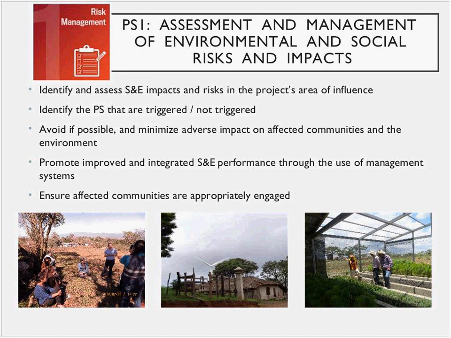What this standard establishes is that you should do an assessment and a management system for all your environmental and social risks and impacts. So what you do to comply with this standard is identify the social and environmental impacts that your industry might have, or that your project might be having in the community and in the environment. You have to identify if the other standards are triggered or not triggered.